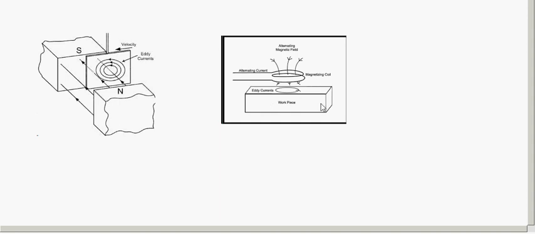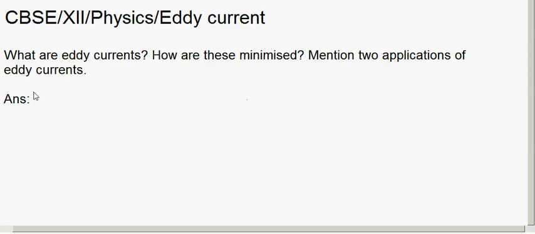Or it can be similar to this. Here there is a workpiece and you have an alternating current flowing through this coil. The coil produces flux, and that flux also links this workpiece and hence produces a circulating current, and that current is known as eddy current. So now let me write the answer here.